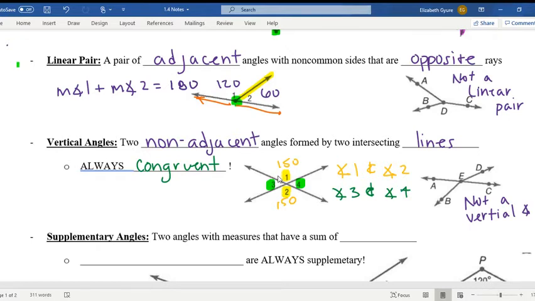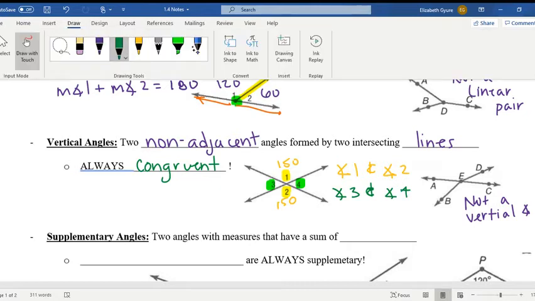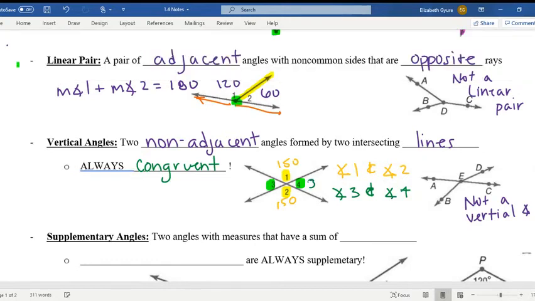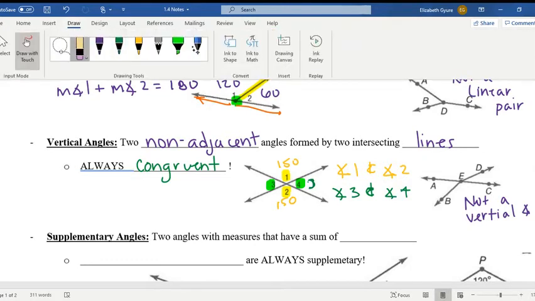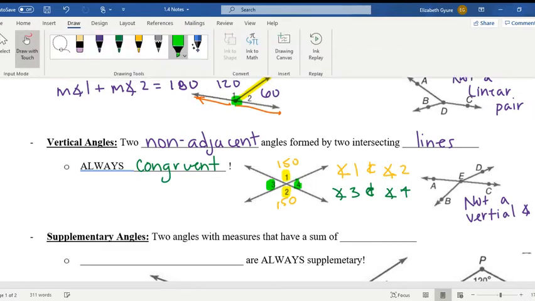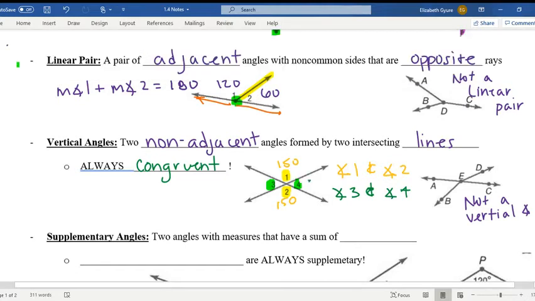If you look at just angle 1 with angle 4, does that look a lot like our picture up here with our linear pair? That's because it is. This picture has both vertical angles and linear pairs. So if angle 1 is 150 degrees, angle 4 would have to be 30 degrees because that would have a sum of 180. So that would be 30 degrees, and this would be 30 degrees. So just a few other things to think about there.